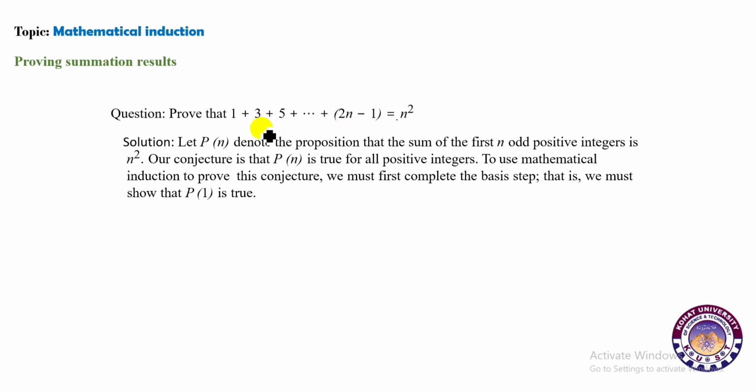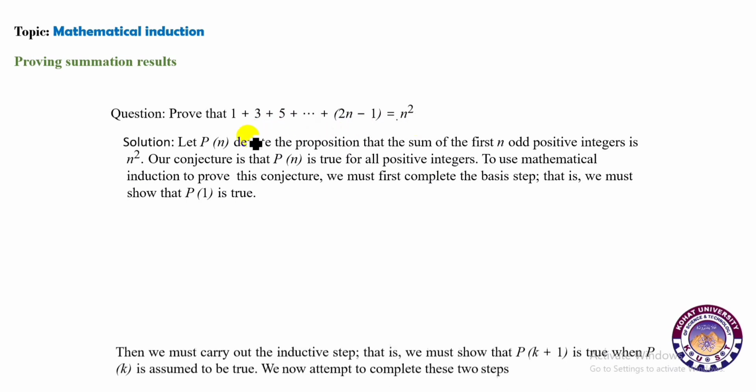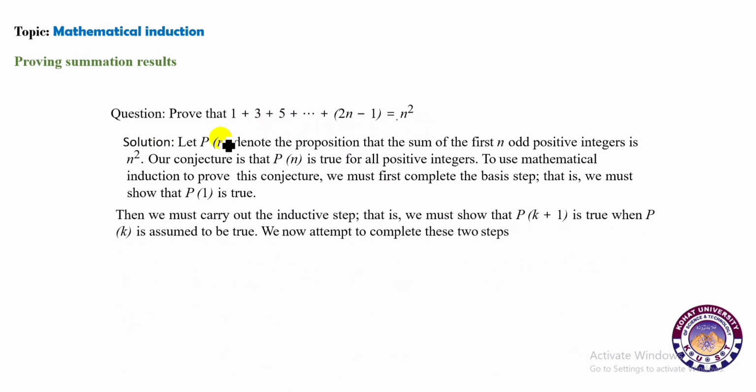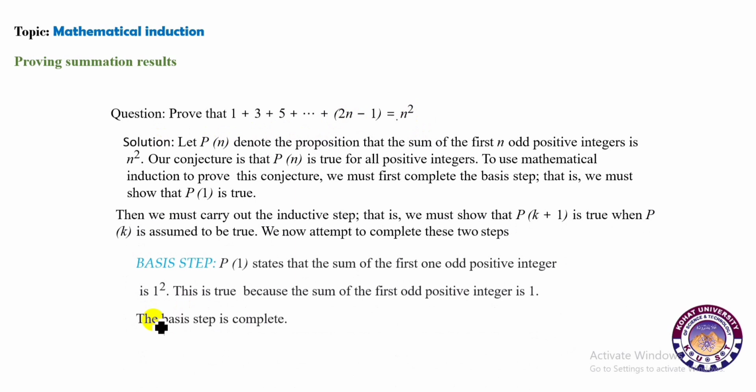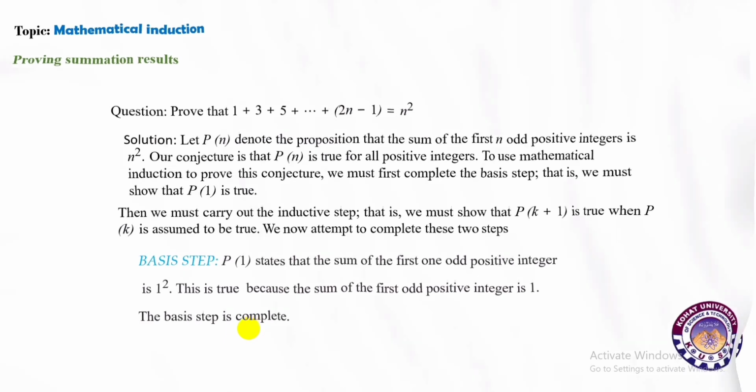So let's denote this given proposition by p of n, and here the given proposition is obviously true for n is equal to 1. If we take n is equal to 1, then 2 times 1 minus 1 is 1, and 1 square is 1. Right? So this means the base step is complete. Next we proceed to inductive step.